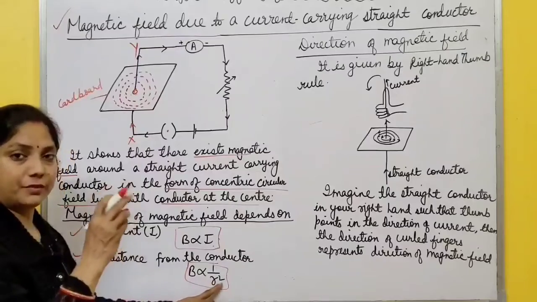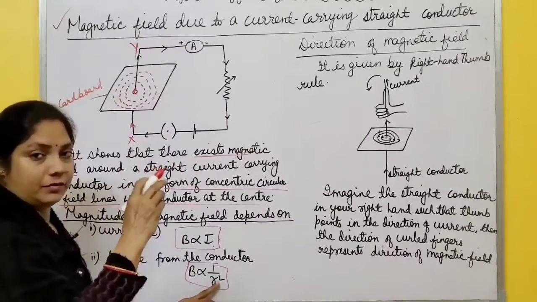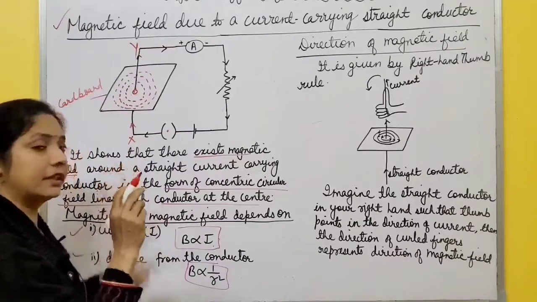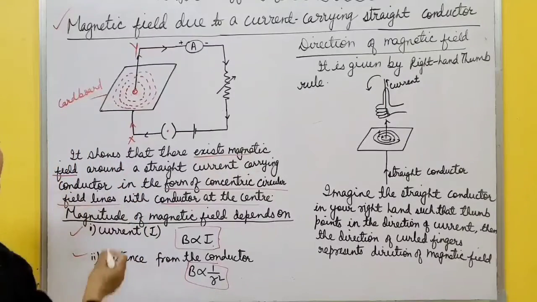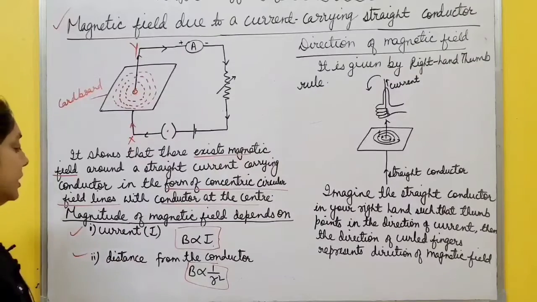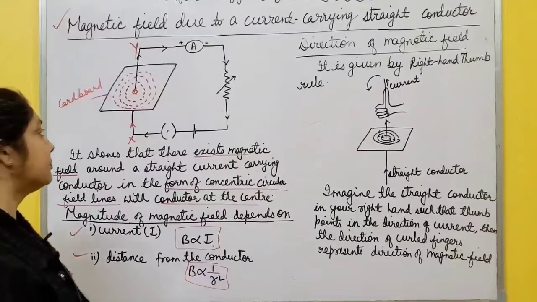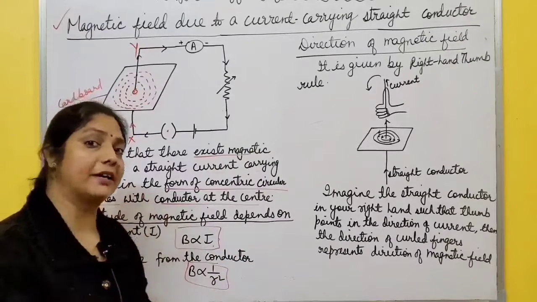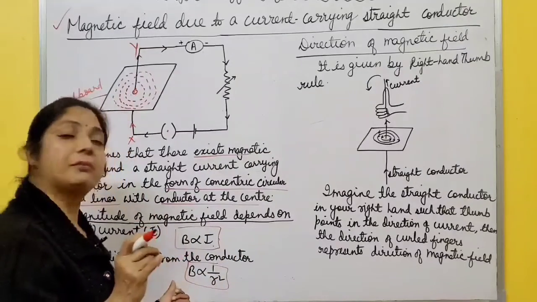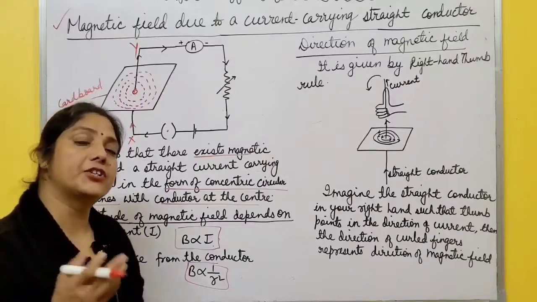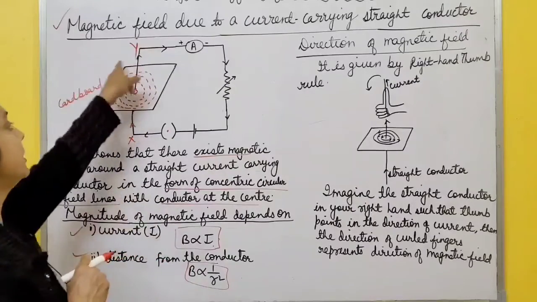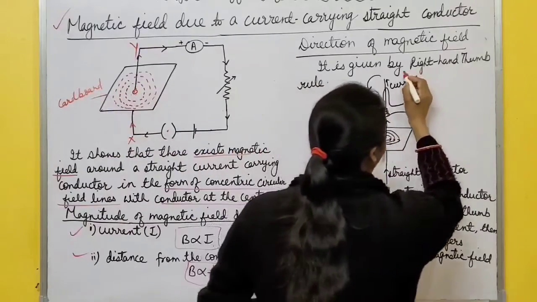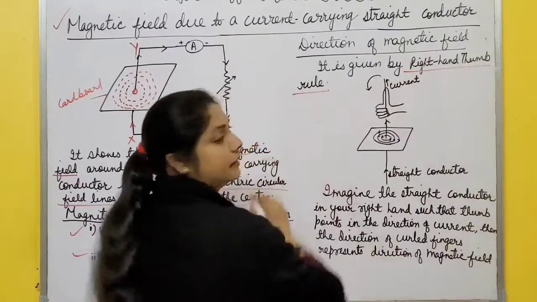Greater the distance from the center of the conductor, what happens? Smaller the magnetic field. Smaller the distance from the conductor, greater the magnetic field. So, it depends on current and distance from the conductor. Now, magnetic field is a vector quantity, it has both magnitude and direction. This is about magnitude. Now, how do you find the direction of magnetic field which is produced near this straight current carrying conductor? For that, there is one rule, the right hand thumb rule.